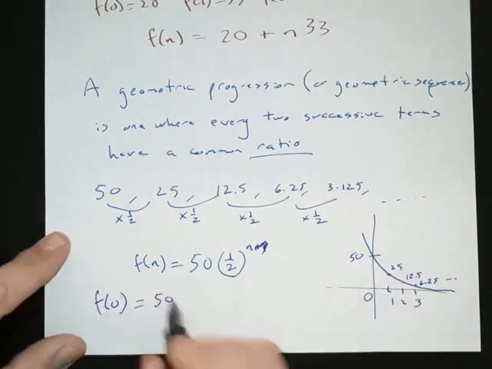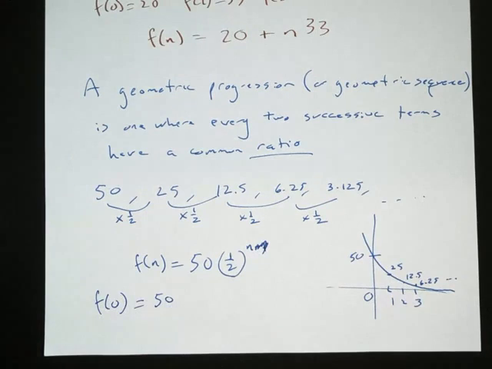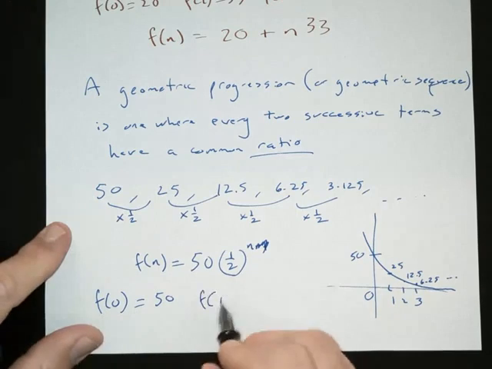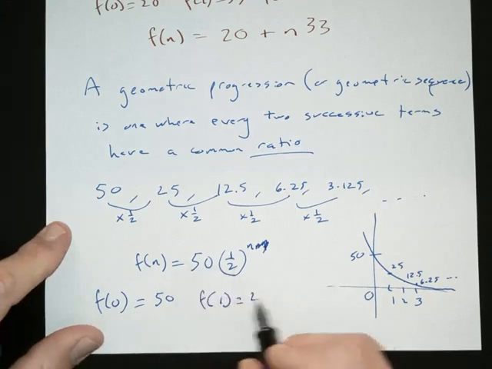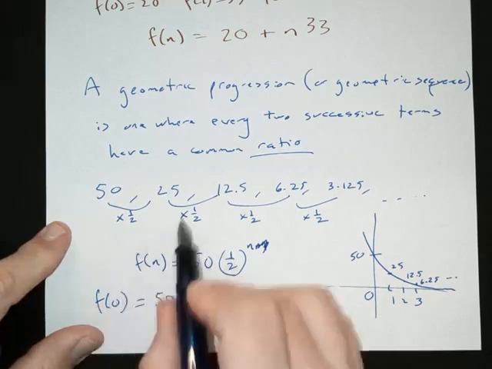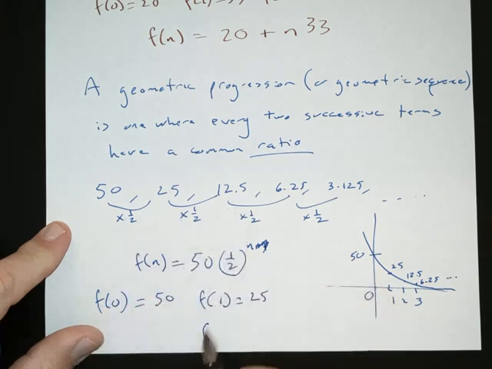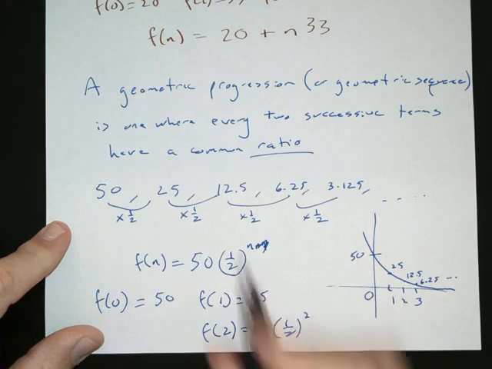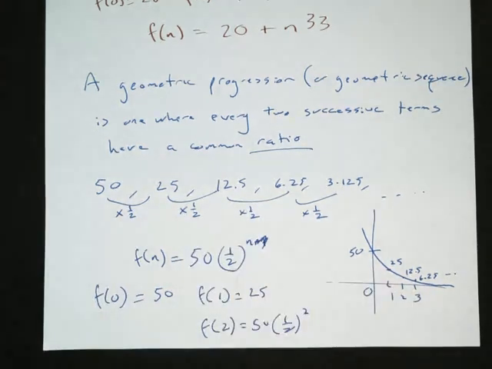F of 0 is 50, because 1/2 to the 0 is 1. F of 1 is 1/2 of 50. But I multiplied by a half and then a half again, 1/2 squared for f of 2. Well, that's a quarter of 50. That's 12.5. Again, geometric sequences show up all over the place.